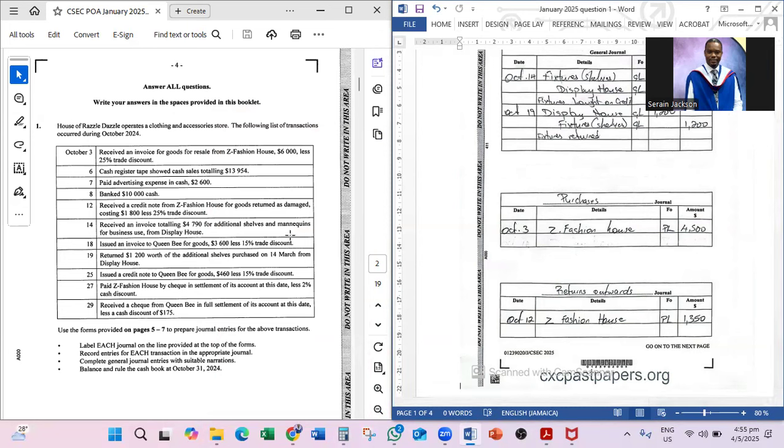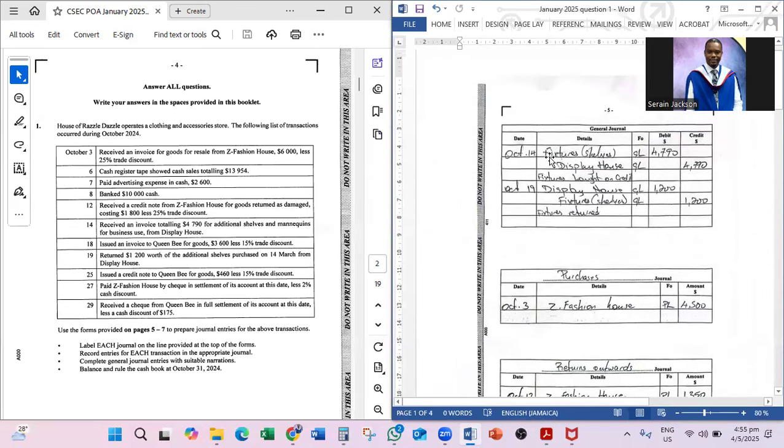Moving on to October 14, received an invoice totaling 4,790 for additional shelves and mannequins for business use from Display House. Now I want you to pay attention to this transaction. This transaction is talking about fixed assets, right? And if you don't pay attention, it may throw you, and you may be wondering, what do I need to use the general journal for? Because you will think that this is goods, but this is actually a fixed asset. So we should record this in our general journal.